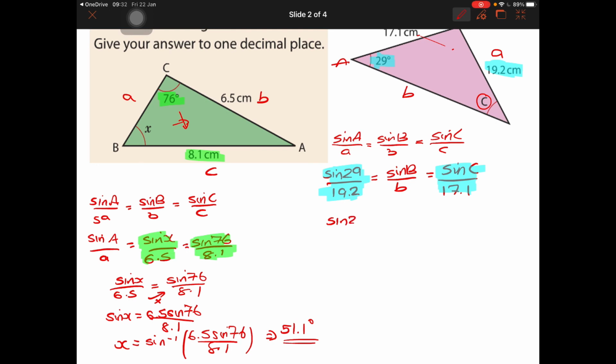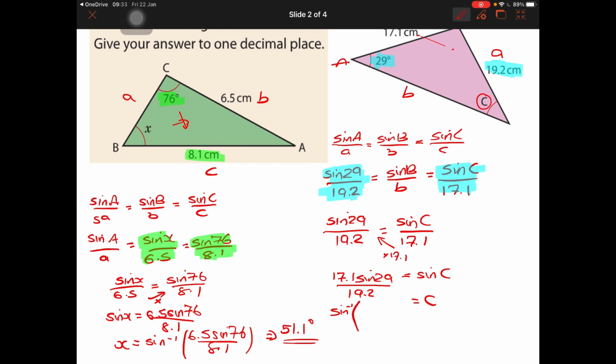So I'll have sine 29 over 19.2 equals sine C over 17.1. Going to multiply up by my 17.1. So all that's happened this time is I'm working off the other side instead. So I'll end up with 17.1 sine 29 over 19.2 is equal to sine C. So in order to find C, inverse sine both sides gives me sine to the minus 1 of 17.1 sine 29 over 19.2. Straight through your calculators again.